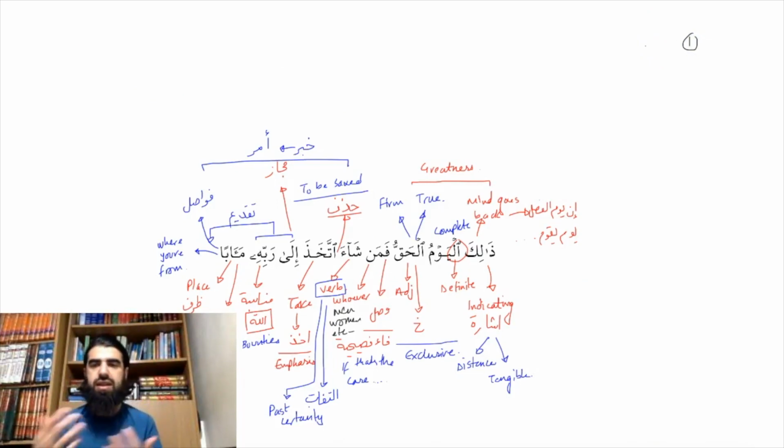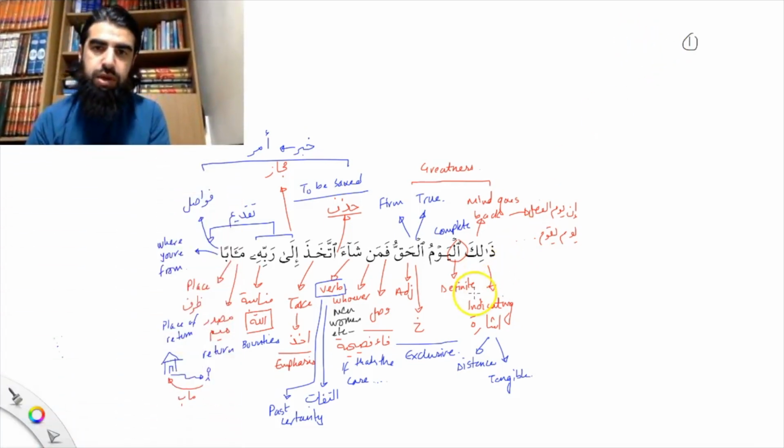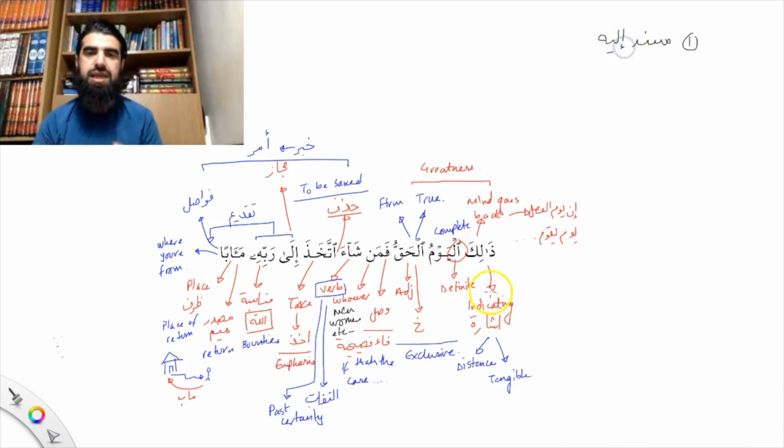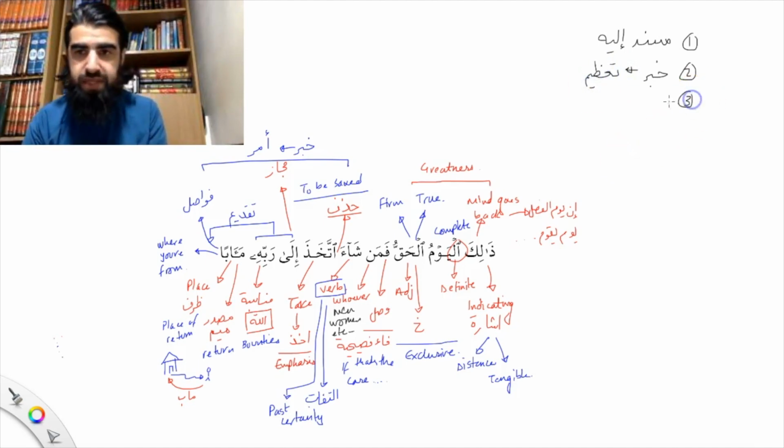If anything came to your mind, put it in the comments as well. I'd like to hear what you guys have to say. So number one, okay, let's list. You've got musnad ilayhi issues here, right? So musnad ilayhi, basically mubtada, right? Using dhalika gives the meaning of distance as well. Number two is you have the khabar with ma'na ta'zim. So khabar here has come to give the greatness of Allah's day, this day.